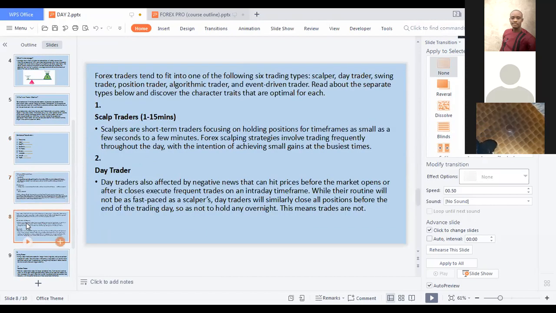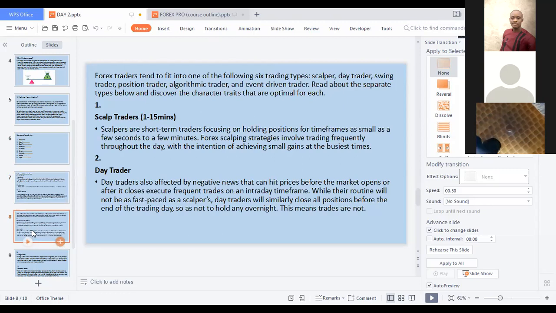The next one is types of traders. We have a series of traders. We have the scalpers and the day traders. Scalpers are those people that don't like to trade for long. They don't want their trade to go over to the next day. Scalpers are like day traders. They know that if their trade goes over to the next day, there's something called a swap fee.